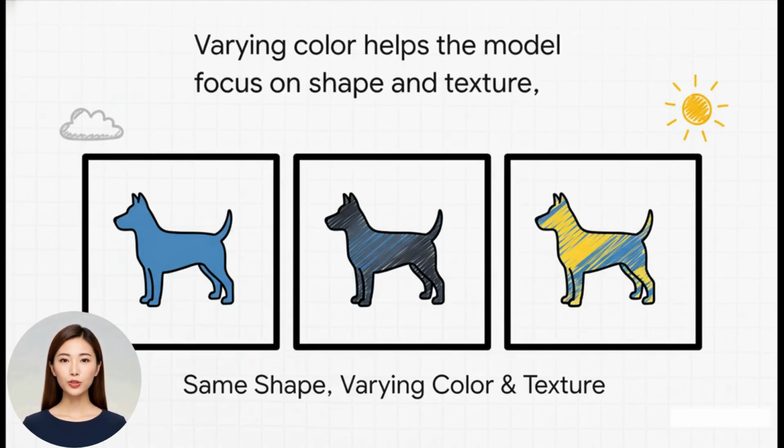Oh, and this one is really cool. We can even vary the color. We can mess with the brightness, the saturation, the contrast. And you might be thinking, why would you do that? Well, it's to force the AI to pay attention to what really matters, the shape, the texture, the outline of the dog, instead of getting hung up on the lighting. So it learns that a dog is a dog, whether it's in bright sun or a dim room.